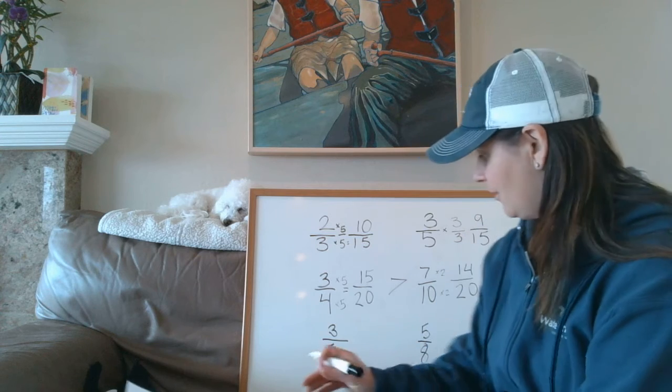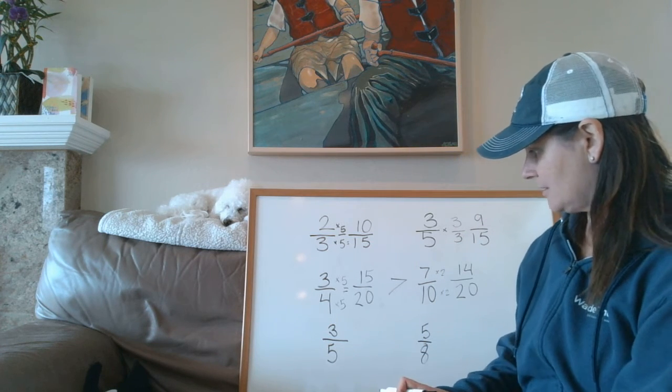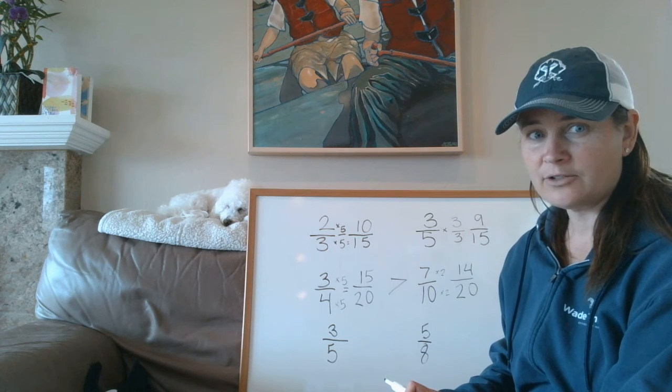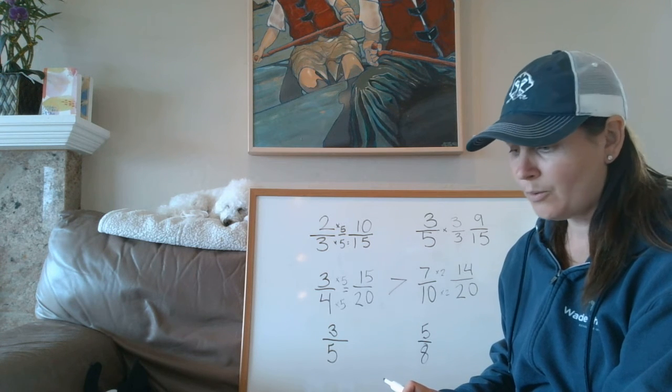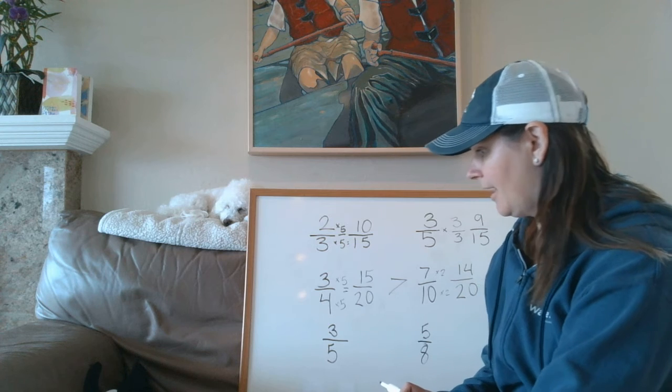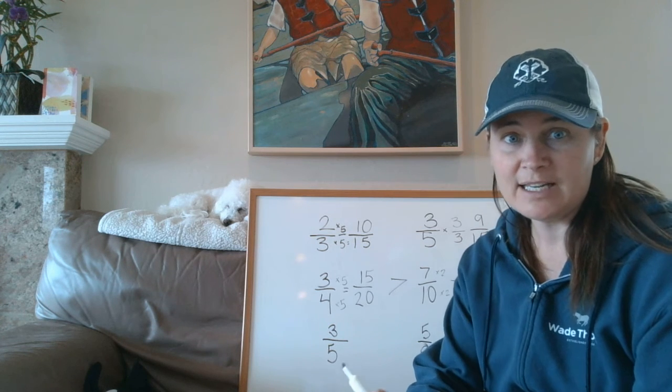Okay, so we're comparing 3/5 to 5/8. So pause it, find your common denominator. Compare which is more. Okay, pause it if you did it.